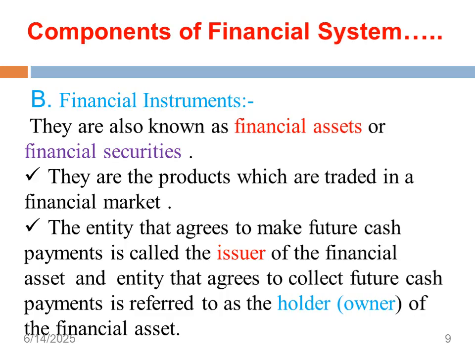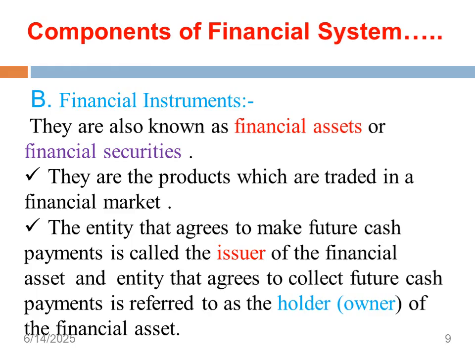They are the products which are traded in financial markets. They are called products because, just as we have commodity markets, places where we can exchange commodities with money, we have financial markets where we can exchange financial assets or financial securities. So they are the same. The nature is the same, the activity is the same. We can sell, we can purchase.